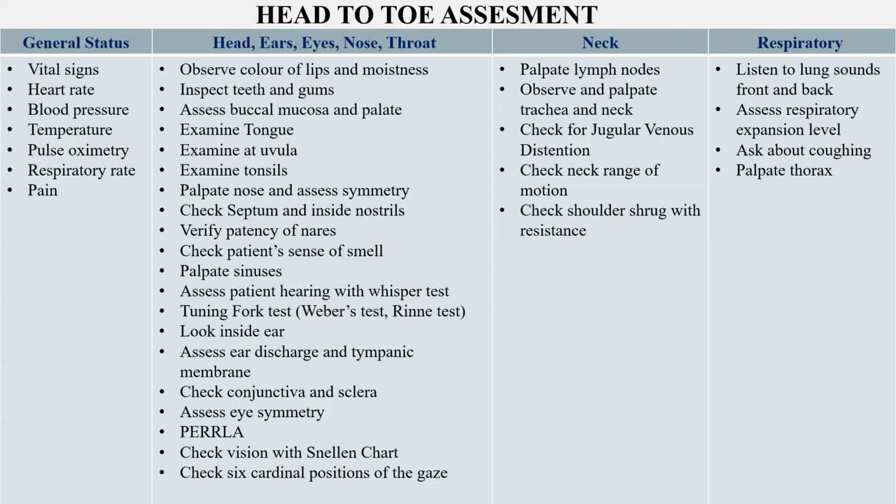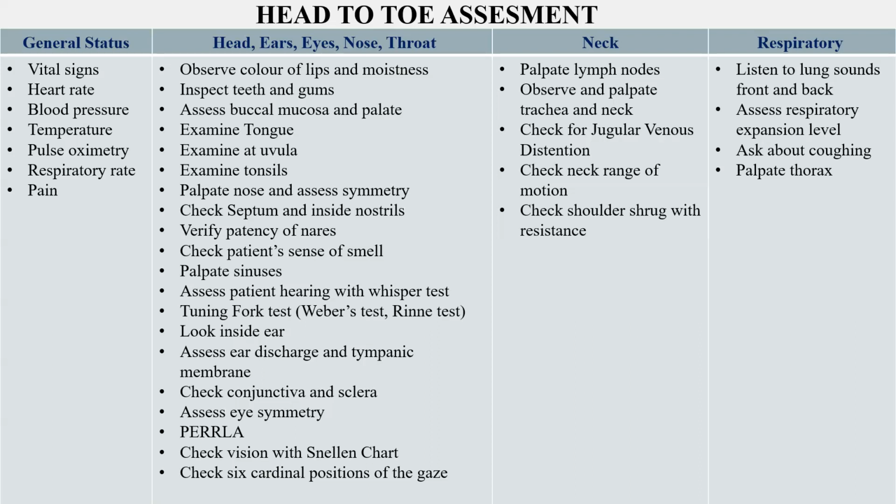When we check the head, ears, nose, eyes and throat, observe the color of lips and moistness, inspect the teeth and gums for any bleeding or abnormalities, assess the buccal mucosa and palate, examine the tongue, uvula, tonsils, presence or absence of tonsils should be assessed, palpate the nose and assess symmetry, check the septum and inside nostrils, verify the patency of nares, check the patient's sense of smell, palpate the sinuses, assess the patient's hearing with the whisper test and using the tuning fork.